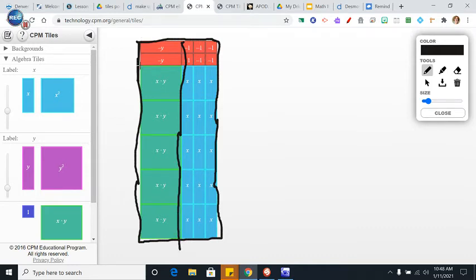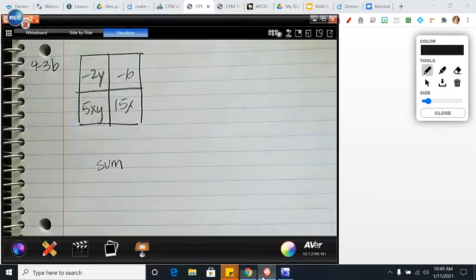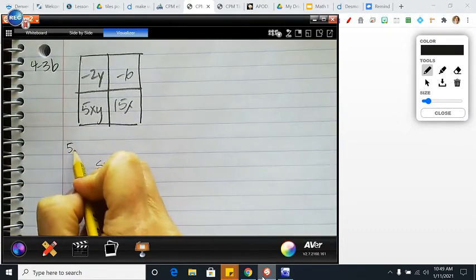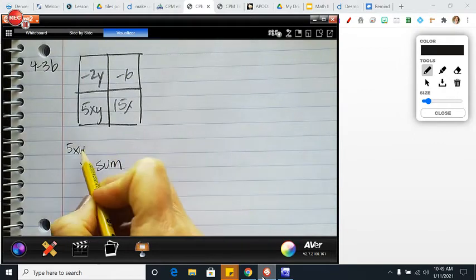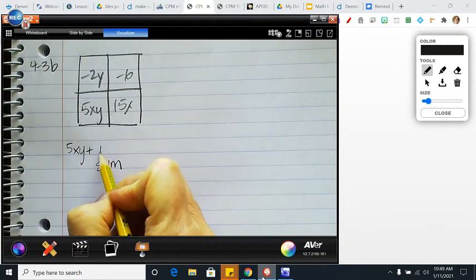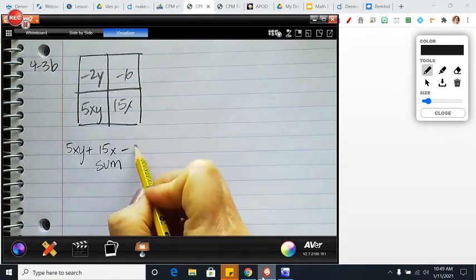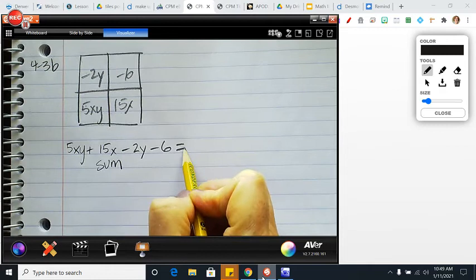Okay, that's the area model that we see in our book. Now it doesn't look like that because it's not drawn to scale, but here's the 5 XY tiles. Here's the 15 X tiles. Here's the negative 6 unit tiles, and here's the negative 2Y tiles. So what we're doing is we're writing the area as a sum, which would just be all of these. You're basically listing what tiles you have. You have 5 XY, 15 X tiles, negative 2 Y tiles, minus 6. So that's our sum.